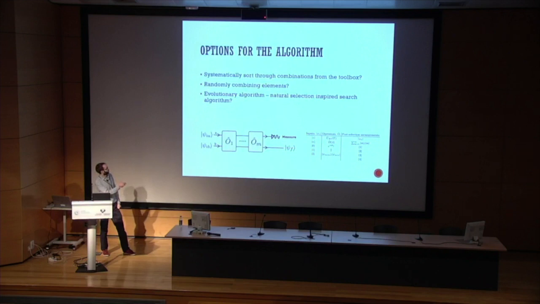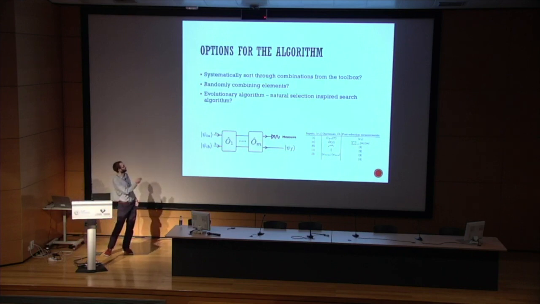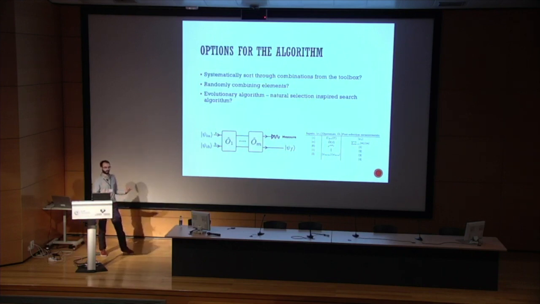We could just randomly combine these elements, so pick a random selection, put it into here, and see what state comes out. This actually turns out to be surprisingly effective, but there must be better ways to do this. So I thought about using an evolutionary algorithm. This is a natural selection-inspired search algorithm, which I'll introduce next.